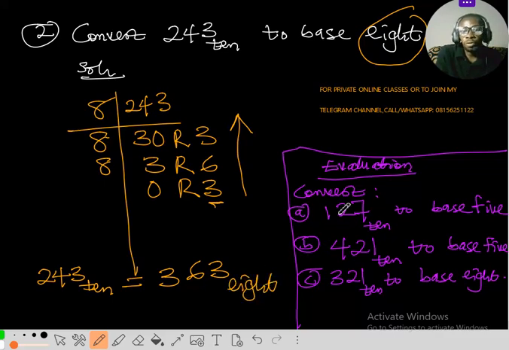So check all this again. Convert 127 base 10 to base 5. You are expected to divide by 5. Convert 421 base 10 to base 5. You are still dividing by 5. Convert 321 base 10 to base 8. You are still dividing by 8.